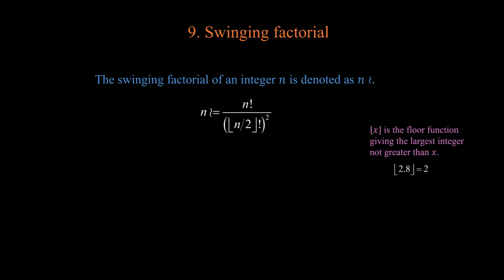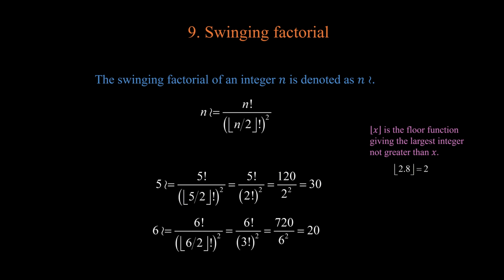Let's see some examples of swinging factorial. Floor of 5 over 2 is equal to 2. Therefore, 5 swinging factorial equals 5 factorial over 2 factorial whole squared, which equals 30. In case of 6 swinging factorial, floor of 6 over 2 equals 3. Therefore, 6 swinging factorial equals 6 factorial over 3 factorial whole squared, which equals 20.